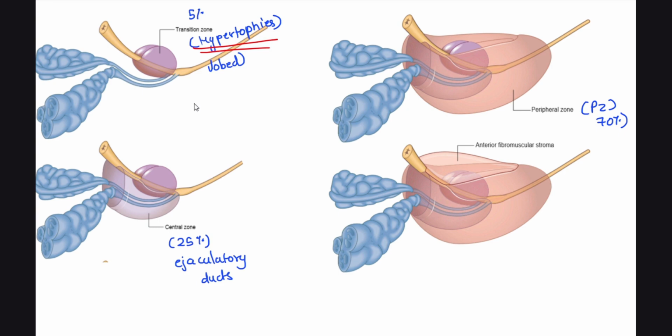as an individual approaches senescence or as the individual gets older. Once that happens, there is also the formation of lobes that we can see. So this region gets divided into the two lateral lobes, a medial lobe and a posterior lobe. So yeah, that's about the zonal anatomy of the prostate.